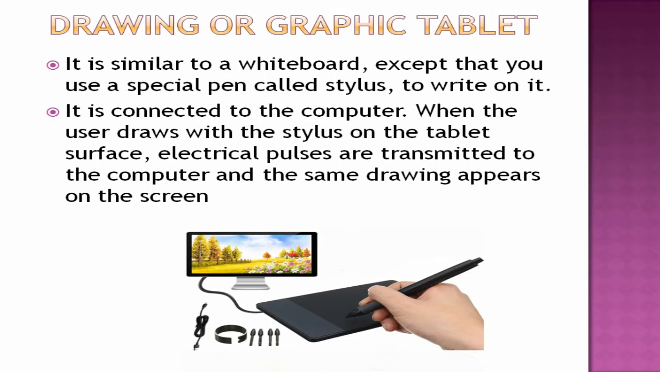When the user draws with a stylus on the tablet surface, electrical pulses are transmitted to the computer and the same drawing appears on the screen. The advantage of using this device is that even poorly drawn lines appear perfectly on the screen. Understood. Next is what?